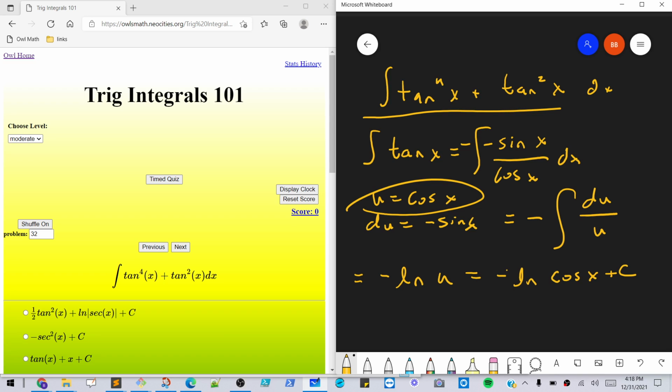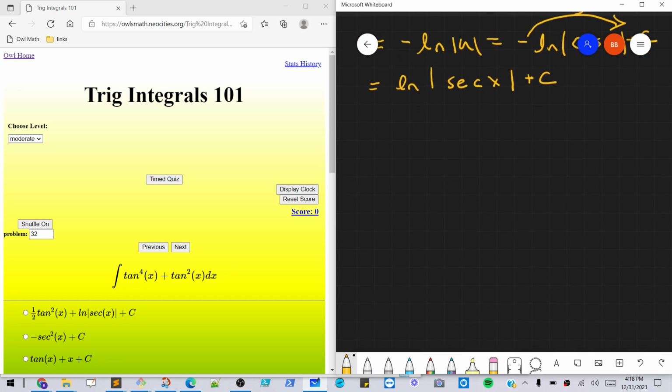And then we can just use this minus sign and bring it to the exponent, using the exponent rules for logarithms. That's going to give us ln, I should have the absolute value here, absolute value of secant of x plus c. Okay, good. So that's our integral for tangent, first power. Let's look at tan squared now.